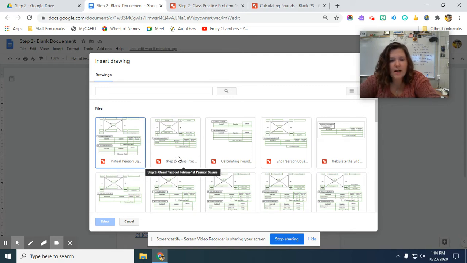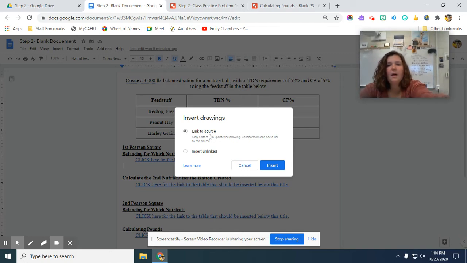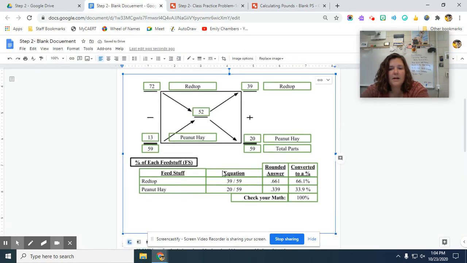Here it is, step 2, class project problem. I'm going to link it in. I'm going to hit select. I'm going to ask that you guys link to source. You do that. That way I can hopefully click on it. I don't know if I can. But there is our document.